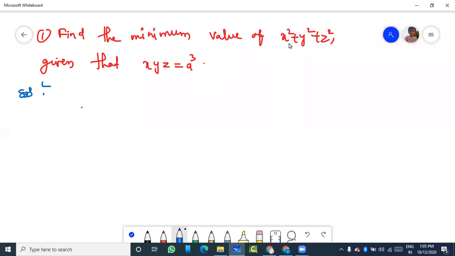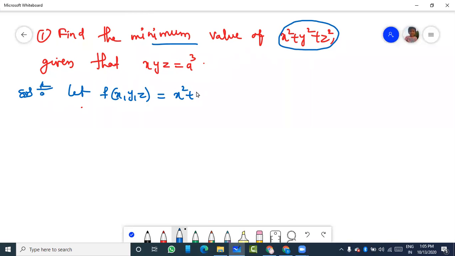Find the minimum value of x square plus y square plus z square, given that xyz equals a cube. First, you can identify what is the f function and what is the phi function. Then only you are getting the correct value. Here, the minimum value of the function, let it be f. The function for which we are taking the extremum is the f function. So it is x square plus y square plus z square.